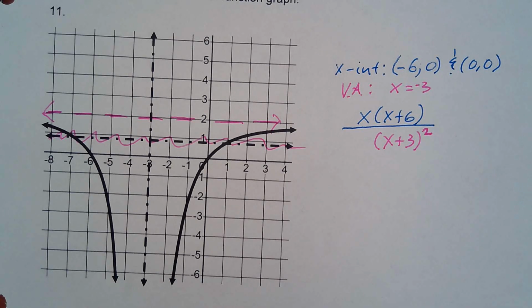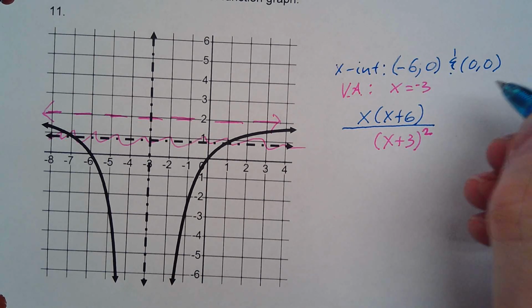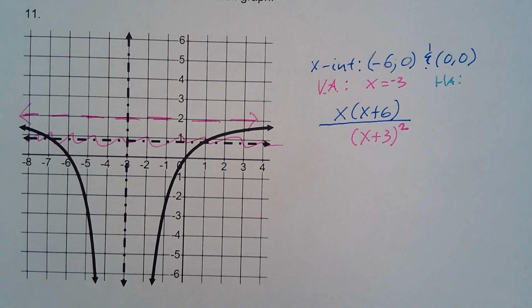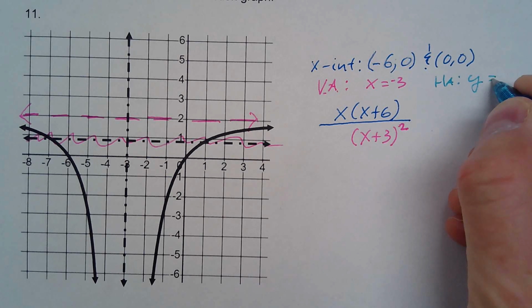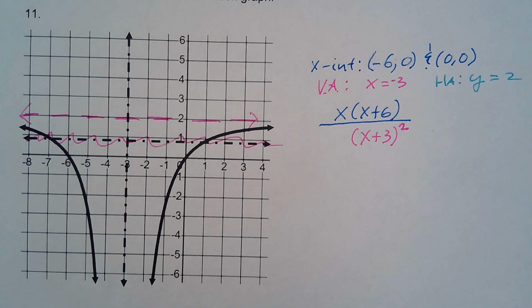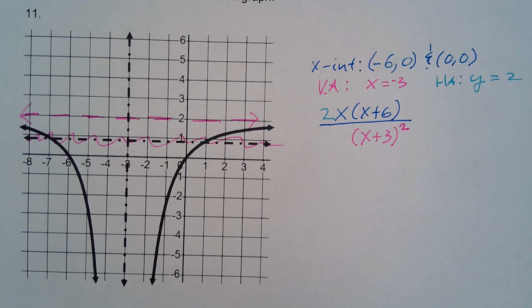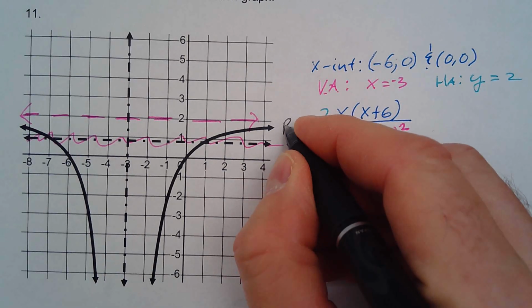However, if we look back at our graph here, my horizontal asymptote is y equals 2. So to fix that, I need to put a 2 in front of this. So that's now my function.